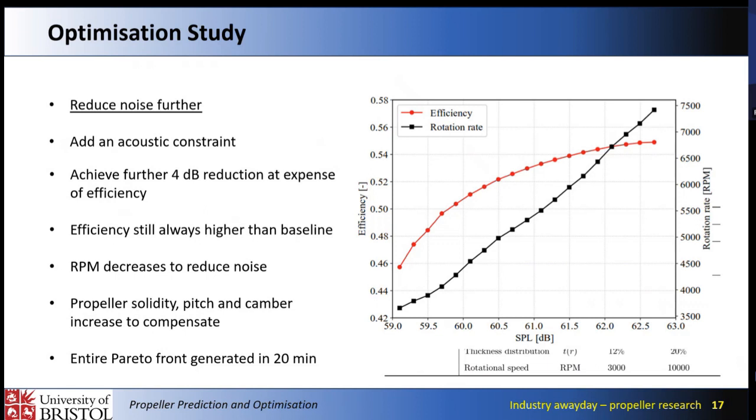You can see the main mechanism that the code uses to reduce the noise is to reduce the RPM of the propeller and compensate by increasing the propeller solidity, so the pitch, and also the camber distribution, basically just to increase the thrust that the propeller produces. But we're able to generate this entire front, from which you could select whatever design you like or investigate further. We're able to generate this within around 20 minutes on a laptop. So it's very quick to do, and it's very useful for initial design in very early design stages.